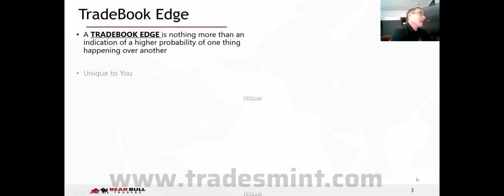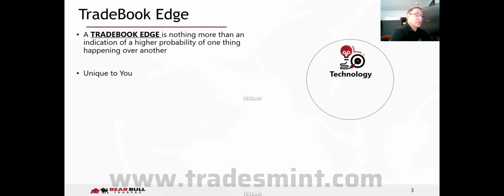Now, your tradebook edge is unique to you. It encompasses all three of the trading pillars. Technology is one of them. I'll give you two examples, right? Let's take a trader who likes to be a momentum type trader.